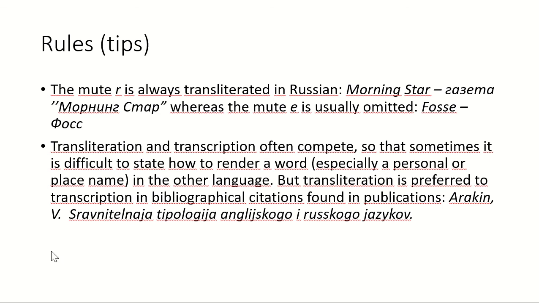Okay. Now let's look at the rules about the mute R sound. The mute R letter is always transliterated in Russian. For example, in the name of the newspaper Morning Star, there is one mute R letter in each word, and it is transliterated into Russian, whereas the mute E is usually omitted. It is not the same with mute E. Mute E is not transliterated.